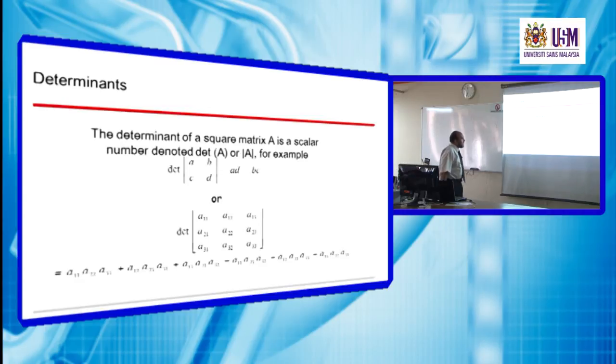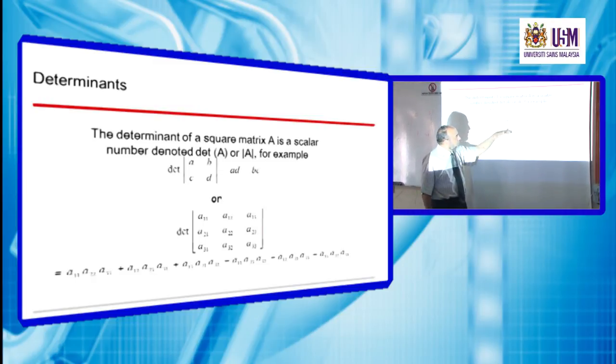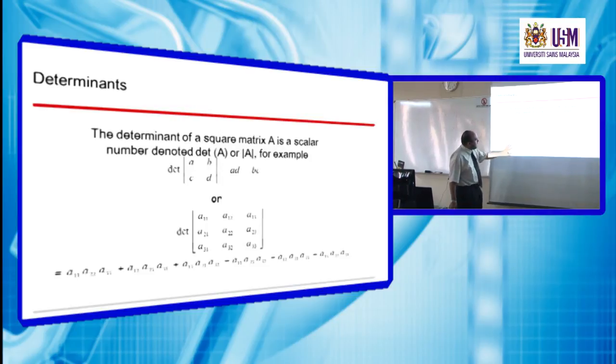When the matrix is larger, say 3 times 3, we may use this row, A11, and then we eliminate its row and column. For example, we have A11, we eliminate this row and this column, and times A22 times A33 minus A23 times A32. So here is the solution of the determinant for a three times three matrix.